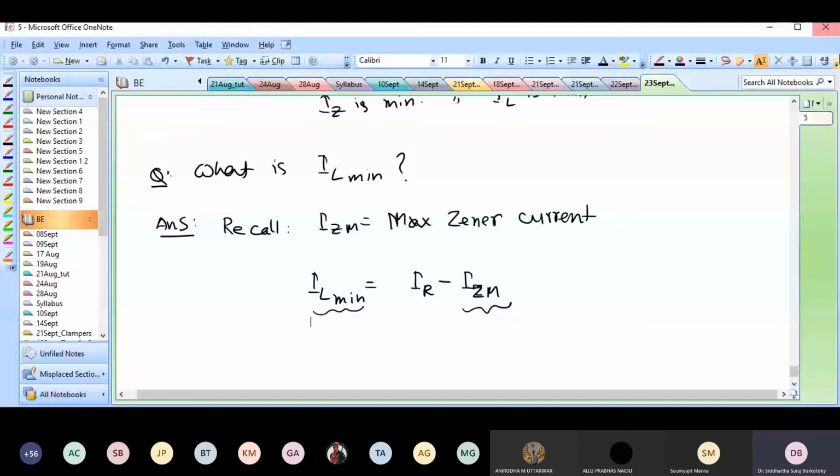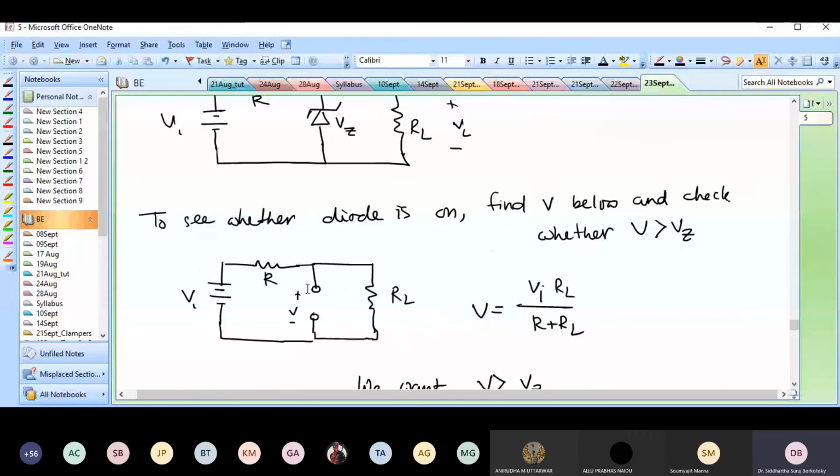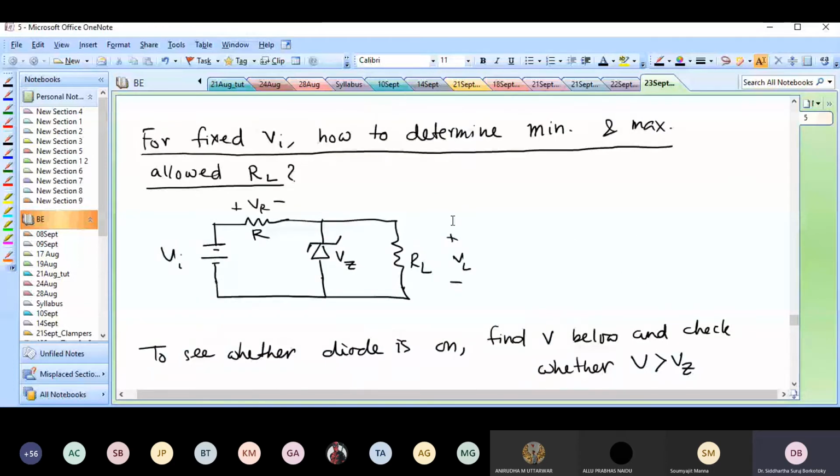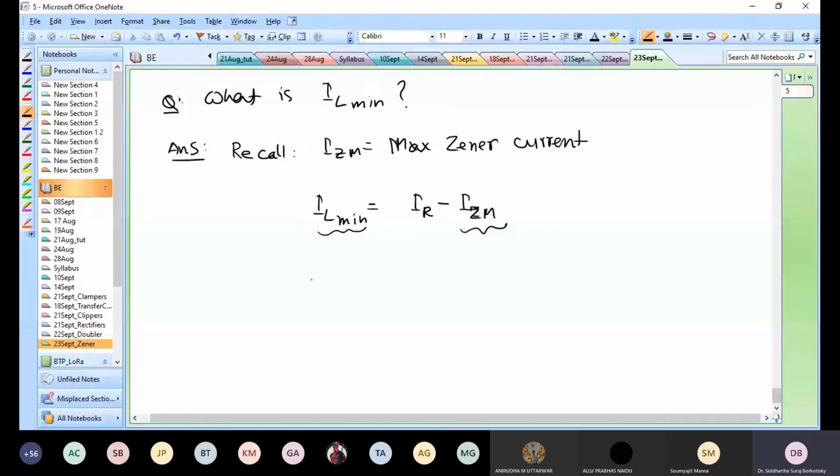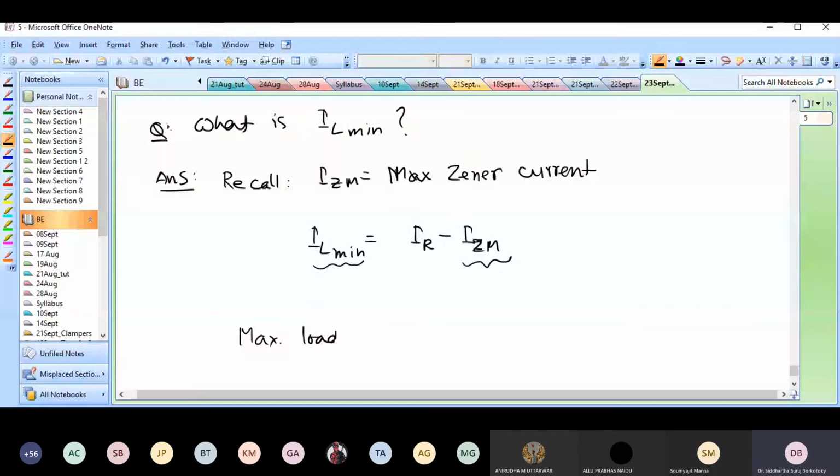So basically these two currents, the current through the load and the current through the Zener diode, are competing with one another. If IZ increases, IL decreases. If IL increases, IZ decreases. Their sum has to be constant and equal to IR. So what is the maximum load resistance? RL max is VZ by IL min. So this is the maximum load resistance.